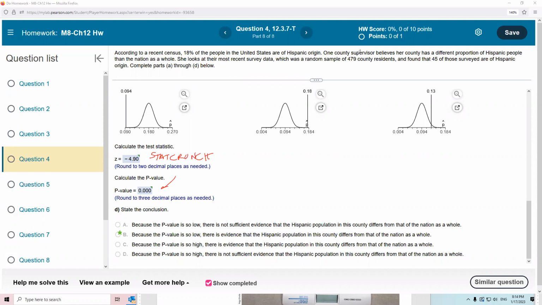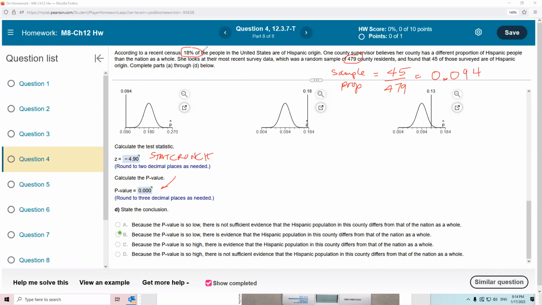Let's calculate the proportion for the sample here. So the sample proportion of Hispanic people, according to this, is 45 out of 479. I'm going to work that out on my calculator. And that works out to be 0.094, 9%. That's very different than the 18% we were expecting to see. If 18% of the people in the United States are Hispanic, we would expect this county to be about 18%, but it's only about 9%.